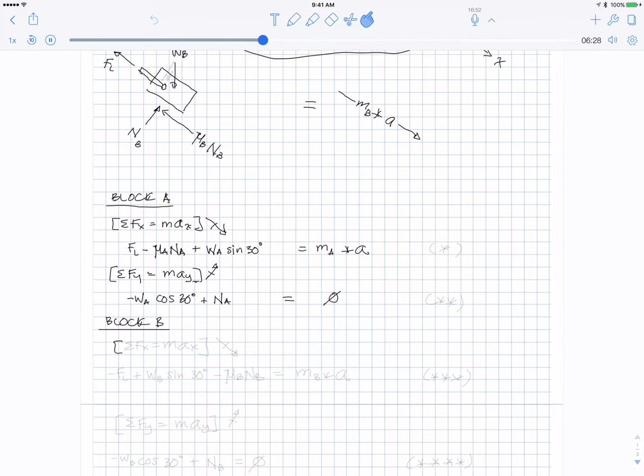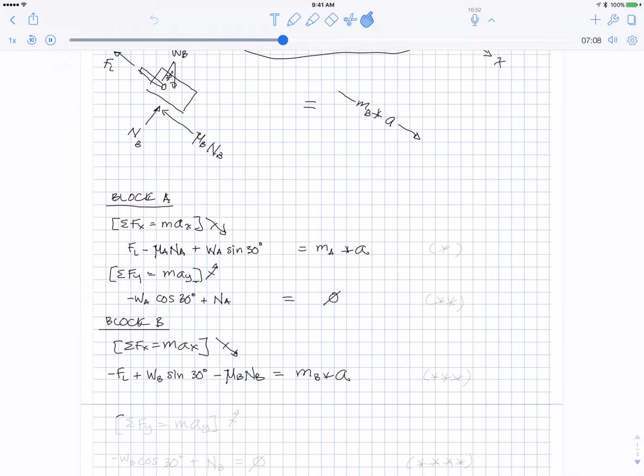So I'm going to do sum Fx equals ma, downhill is positive. Looking at that, we get minus the force of the link, because the link is now going uphill, plus, that's 30 degrees, so plus WB sine 30 degrees minus mu B NB equals mass of B times A.